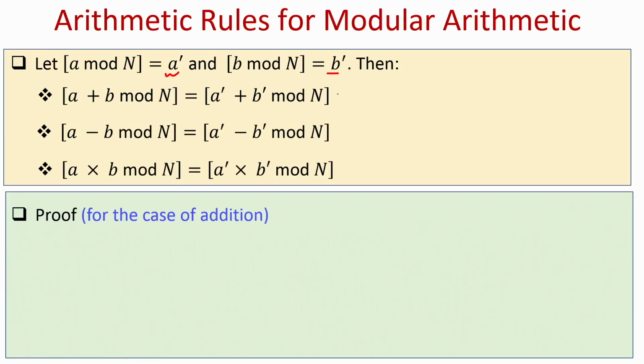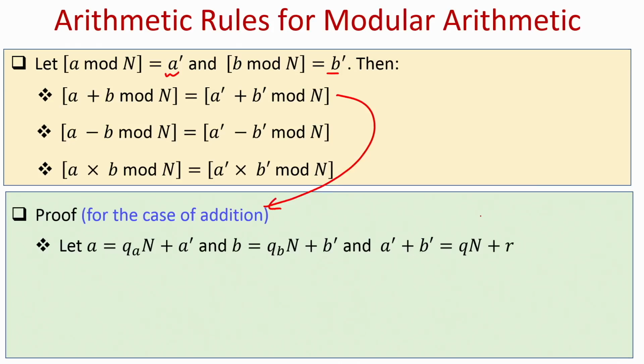So, let us prove these rules. We will just prove it for the case of addition. For the other operations you can prove it in a similar way. Since a modulo n is a prime, that means I can say that a is some quotient times n plus a prime, and since b modulo n is b prime, I can say that b is some other quotient times n plus b prime.